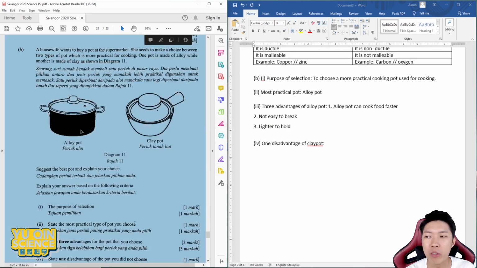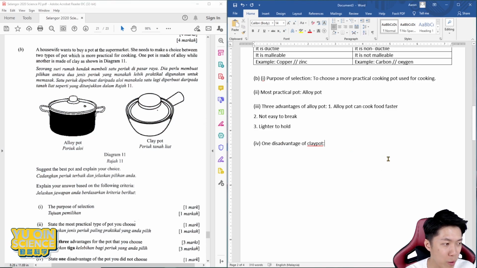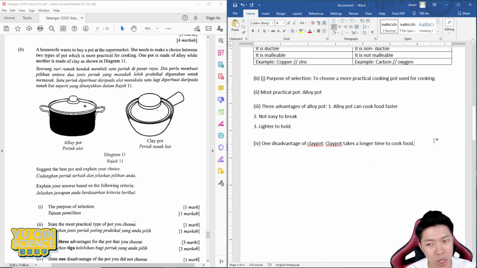Okay, one disadvantage of the clay pot. What's the problem? Why do you keep saying alloy is so good? Tell me what's the problem of the clay pot. I would go for anything that is the opposite here. Very heavy. Easy to break. Cooks very slowly. So it's up to you. I could go for: clay pot takes a longer time to cook food. All right, no problem. There you go.